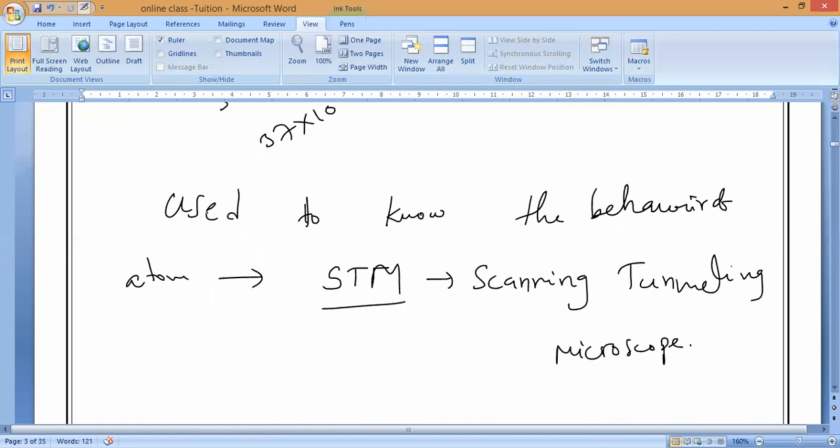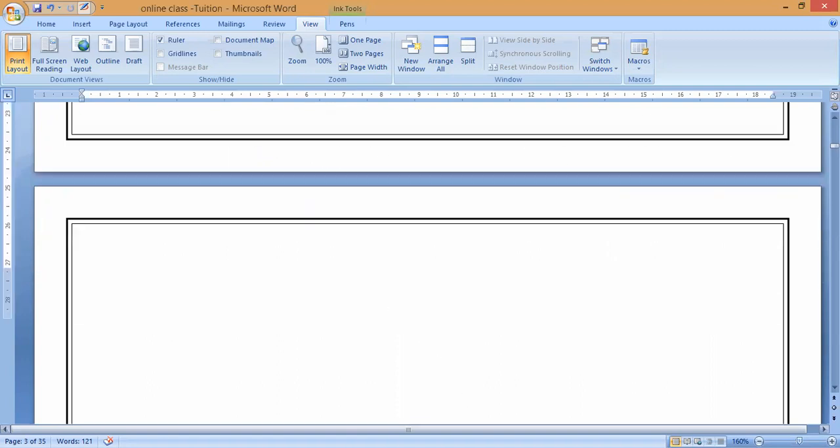Anyhow, we cannot see these atoms with the naked eye or even with a powerful microscope. That is why we have to go with the latest technology for seeing and analyzing atoms. We use an instrument called STM, the scanning tunneling microscope. Any doubt till here?